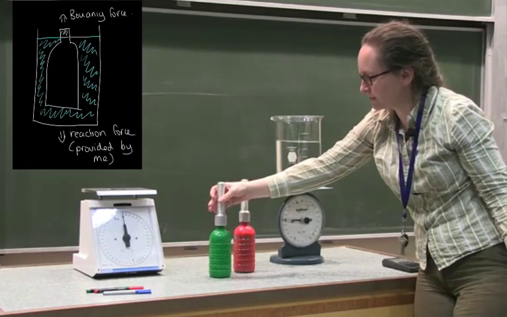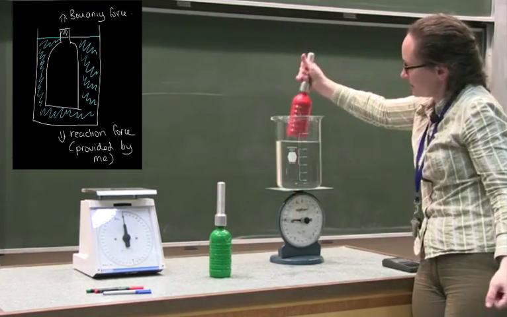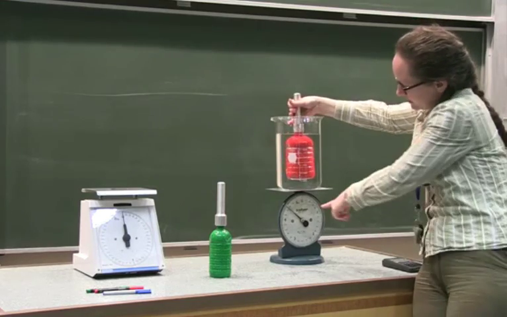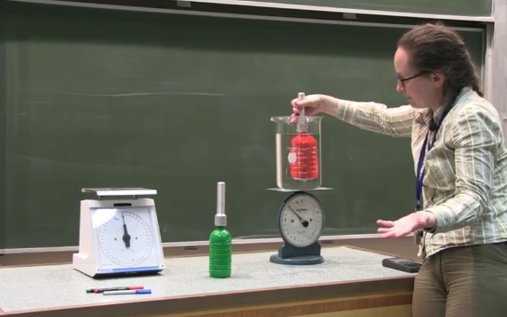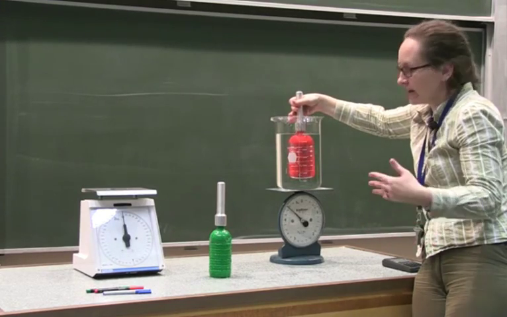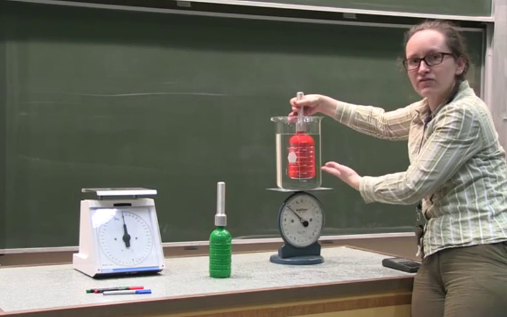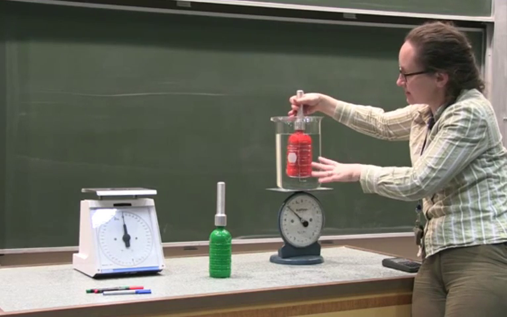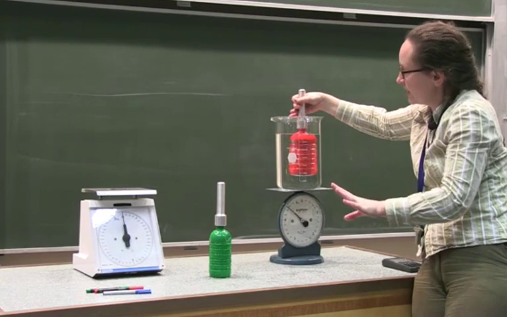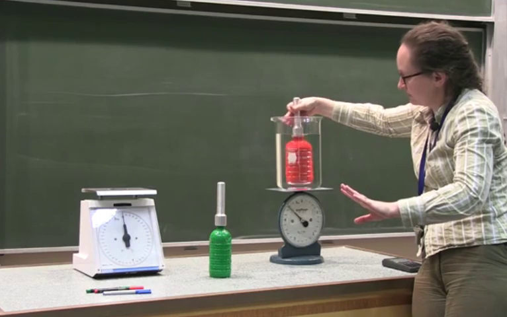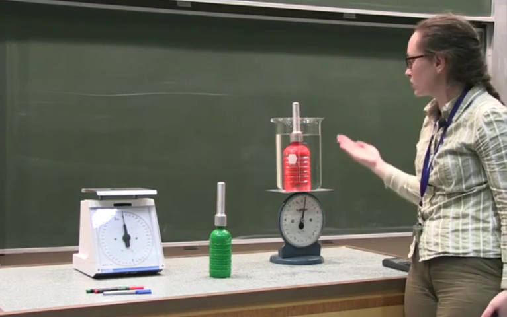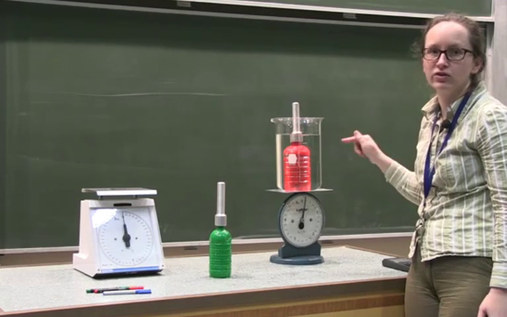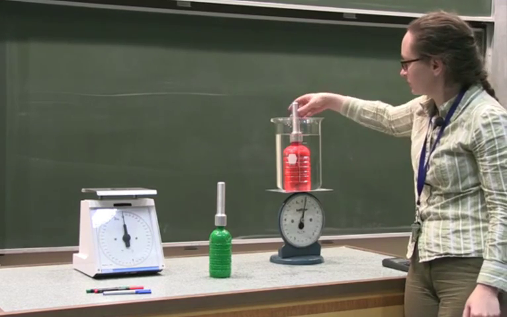With the red bottle, we get the same reading on the scales. It's also changed by approximately 600 grams because we've got the same mass of water displaced. It doesn't matter about the different densities. If I let go of this handle, the reading goes up a lot because we've added the extra weight force from the red bottle.